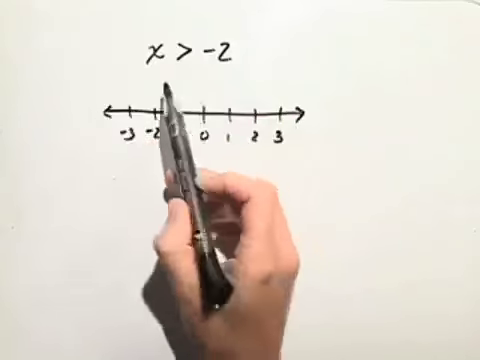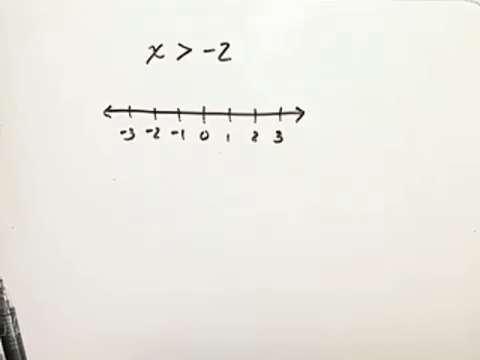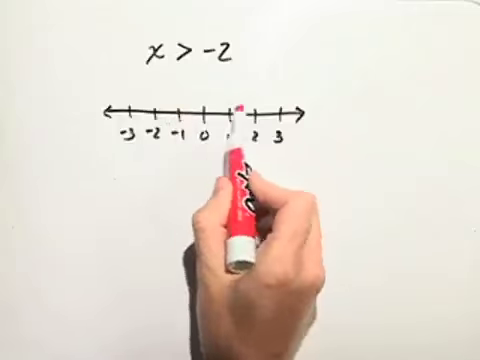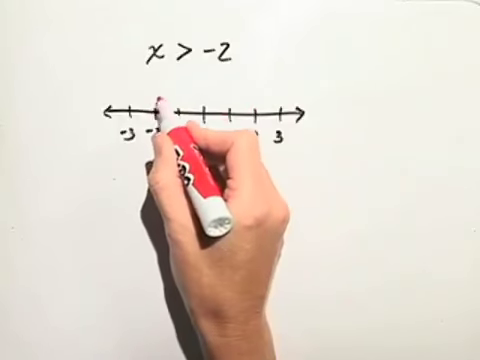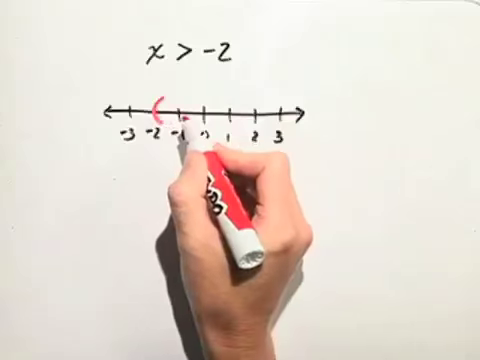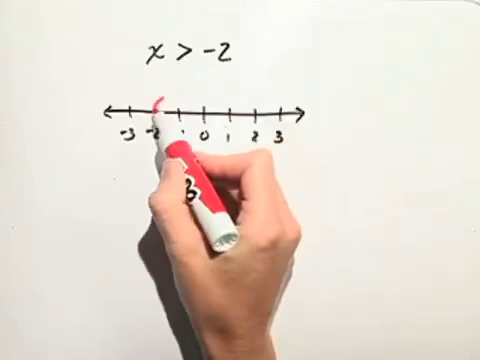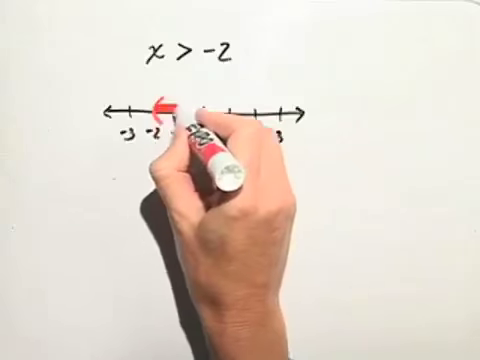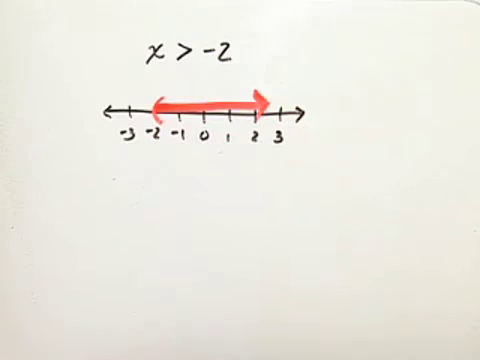Now we want values of x that are strictly greater than -2, so we do not want to include -2. Because we don't want to include -2, but we want numbers greater than, to the right of -2, at -2 on the number line, we'll put an open parentheses. If we wanted to include -2, we would have used a bracket, but we don't want to include -2. We want to go to the right of -2, and that's our graph.